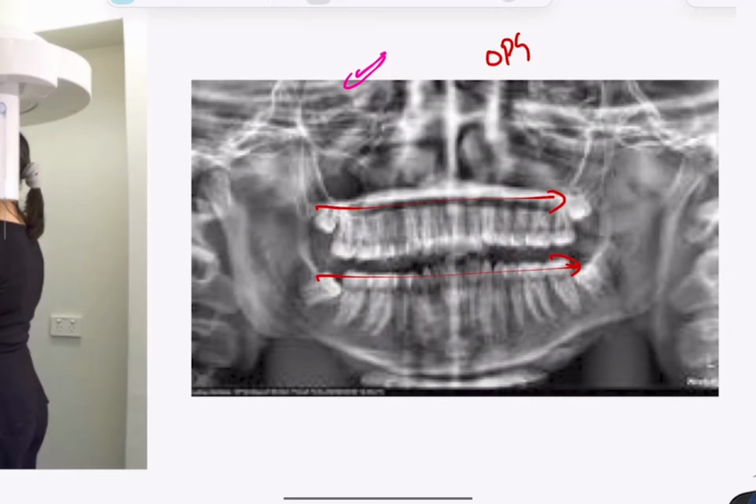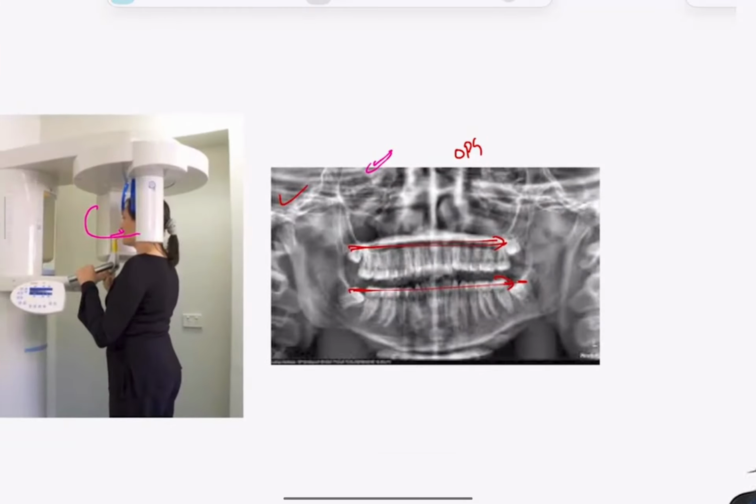So basically this is ordered by a dentist. So remember, this is a panoramic view of the dentition of the jaw. It helps in the evaluation of temporomandibular joint as well, but better investigation of course for that is MRI.